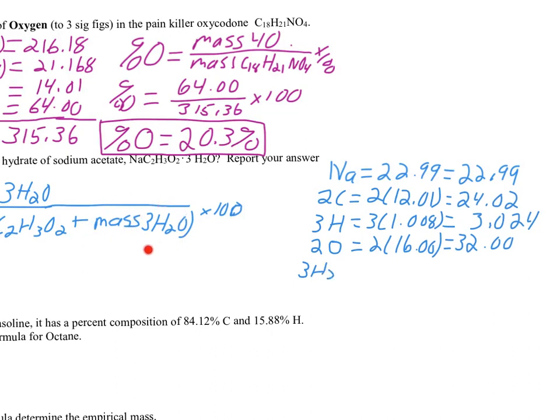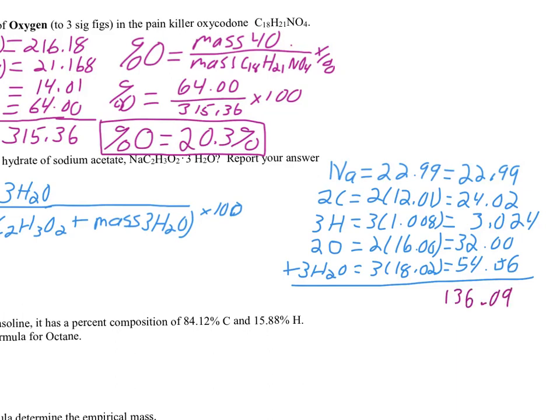But now I'm also going to add in these 3 waters. Don't forget those 3 waters are part of it. Each water's 18.02. I know that because I wrote it on my periodic table. 3 times 18.02 is 54.06. So I'm going to take 54.06 plus 32 plus 3.024 plus 24.02 plus 22.99, and my formula mass of this entire hydrate, dot and all, is 136.09.